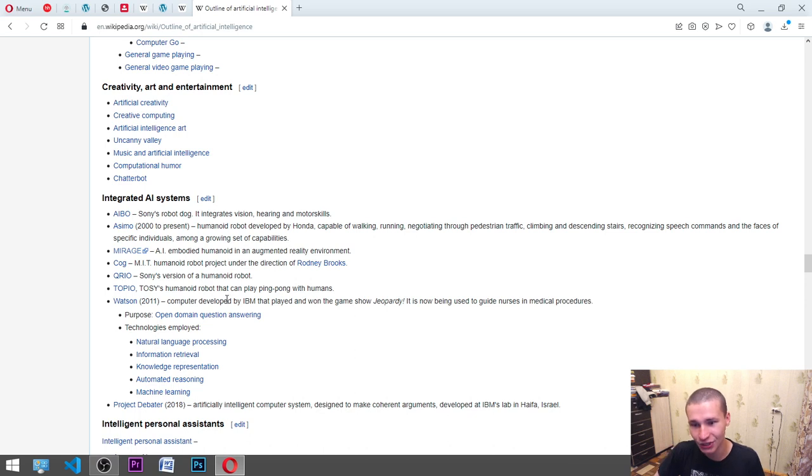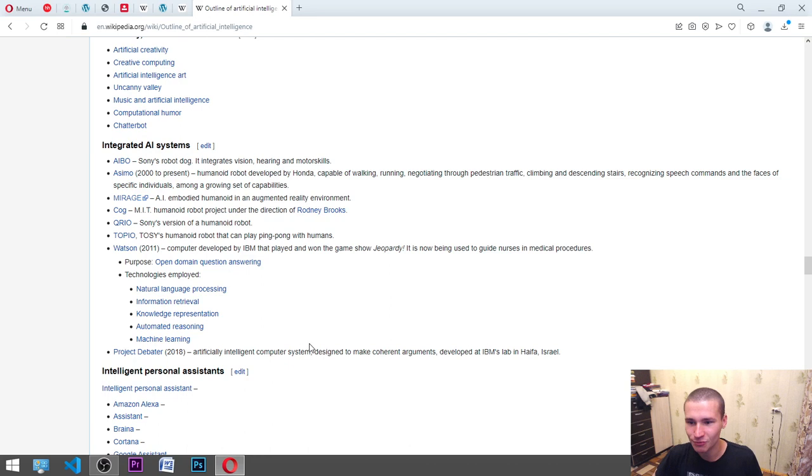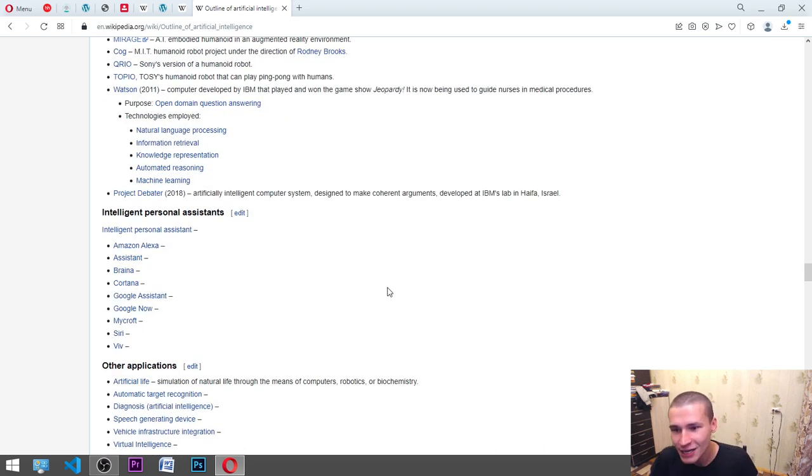Watson, 2011, a computer developed by IBM that played and won the game show Jeopardy! It is now being used to guide nurses in medical procedures. Purpose: open domain question answering. Technologies employed: natural language processing, information retrieval, knowledge representation, automated reasoning, machine learning. Project Debater, 2018, an artificial intelligence computer system designed to make coherent arguments, developed at IBM's lab in Haifa, Israel.